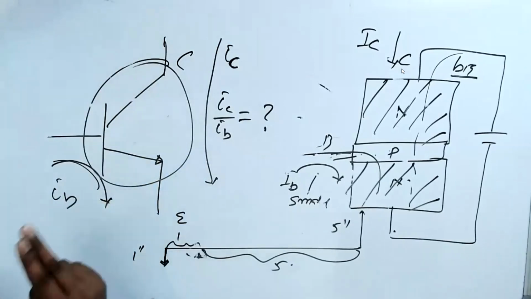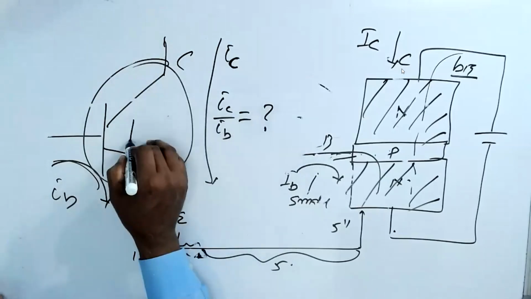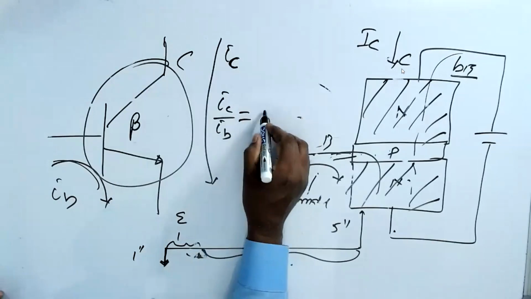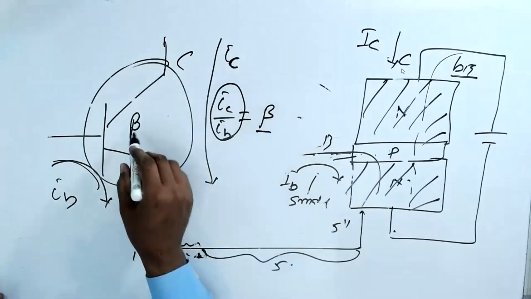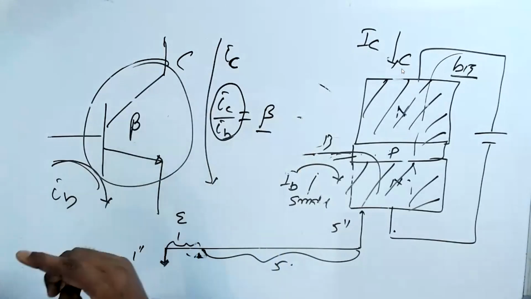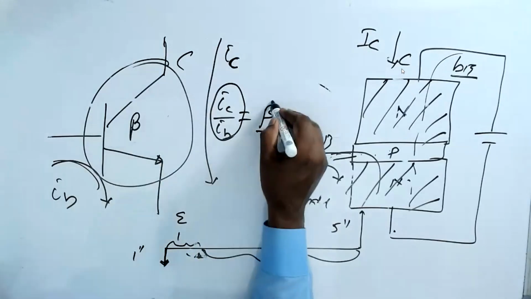So the main important thing in every transistor is what is beta. The beta is called IC by IB. IC by IB is called beta, or you can call it the amplification factor. This beta is called the amplification factor.